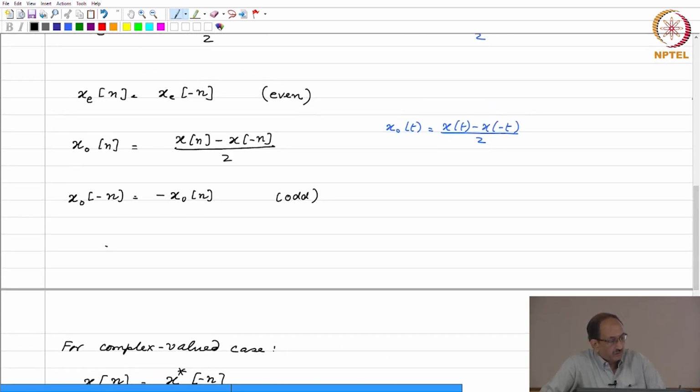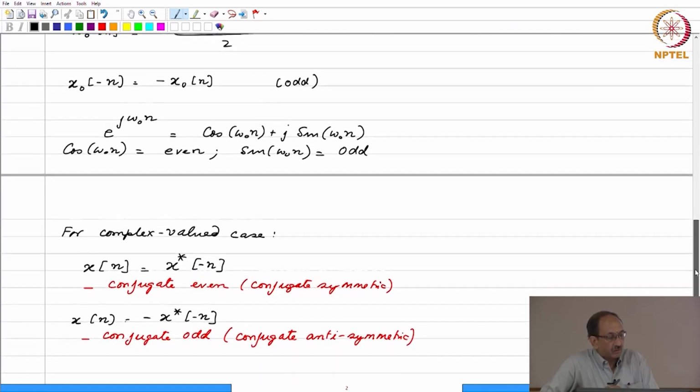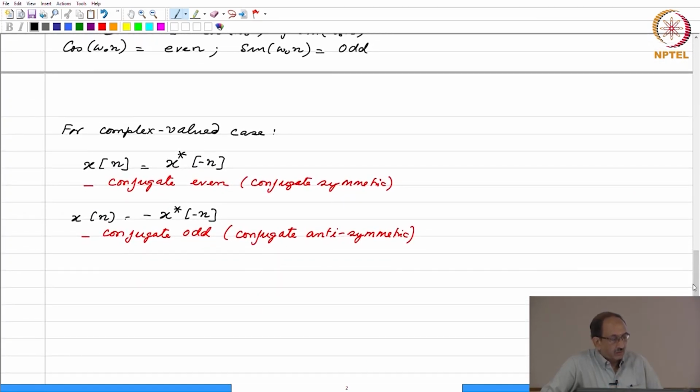Here if you note that if you consider e to the j omega naught n as a signal, this is cos omega naught n plus j sin omega naught n, and it is easy to see that cos omega naught n is even and sin omega naught n is odd symmetric. So, the symmetry associated with these things, the real and imaginary parts are even and odd, very simple, which you must have seen any number of times before.